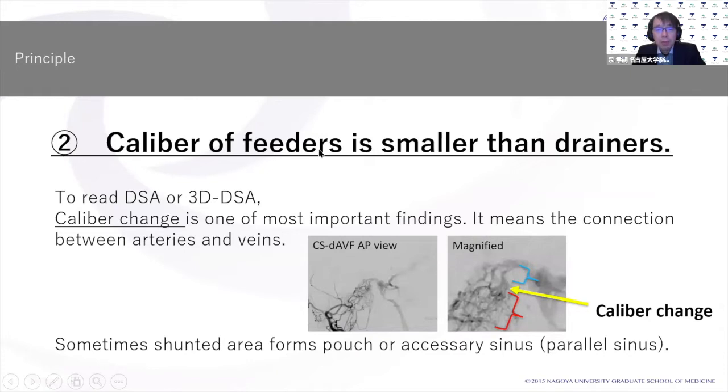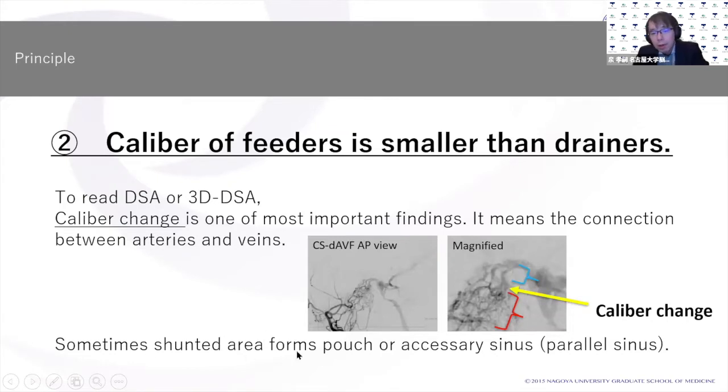Second, the caliber of feeders is smaller than the drainers. To read DSA or 3D DSA, caliber change is one of the most important findings. It shows the connection between arteries and veins. Here is the cavernous sinus dural AVF, AP view, and the magnified view. Here are small, tiny feeders, and here is a larger pouch. Here is the venous side, and here is the caliber change. We can see the caliber change, the connection between arteries and the vein.